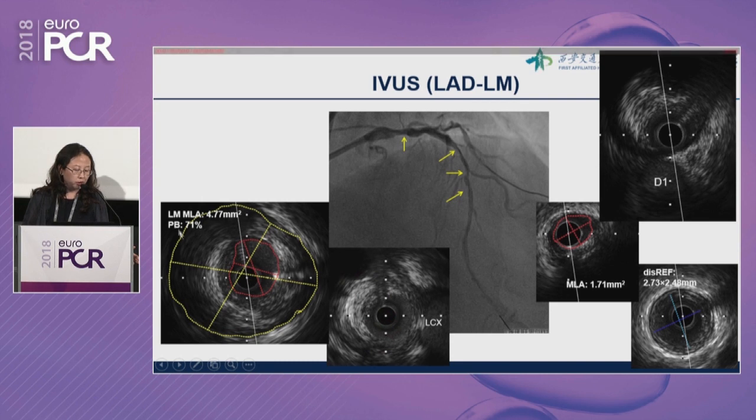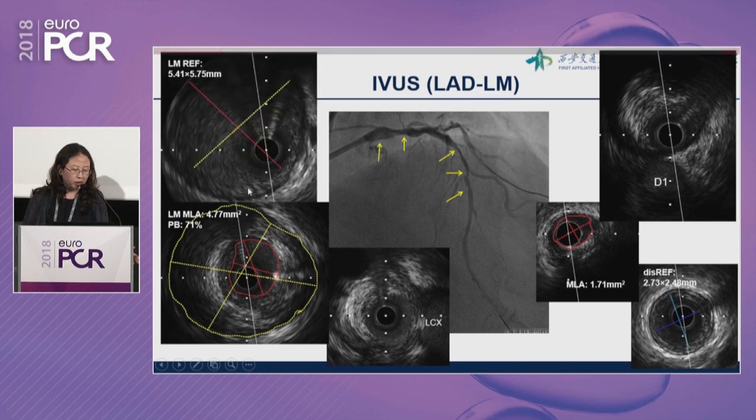And plaque burden here was 71%. And this is a lumen proximal reference. It's a very huge lumen reference, and the diameter was more than 5.5. So this is a whole IVUS image picture from mid-LAD to the proximal lumen.